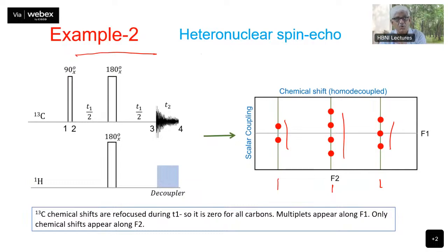In one experiment. This is not broadband decoupling. This is a two-dimensional version of the experiment. In this two-dimensional version of the experiment, I have also the completely decoupled spectrum, but I have not lost this coupling information. The coupling information is present along this axis. Therefore, you identify the carbon, you also identify what sort of a carbon it is. This is the CH2 carbon, this is the CH carbon, and this is the CH3 carbon. Okay, so therefore, this is an extremely useful experiment, heteronuclear spin echo.